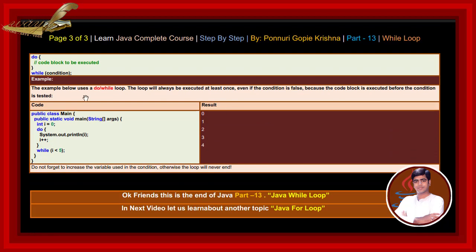The example below uses a do/while loop. The loop will always be executed at least once, even if the condition is false, because the code block is executed before the condition is tested. See here, now we are using the do and while loop methods. See, i is less than 5. It prints 1, 2, 3, 4, 5. Do not forget to increase the variable used in the condition, otherwise the loop will never end.